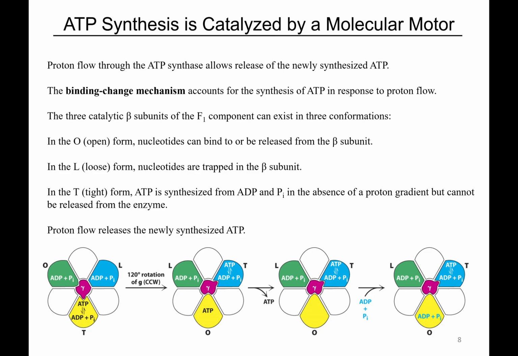rotation. Now, another 120 degrees would make the green one into the T state, the yellow one into the L state, and the blue one into the O state.